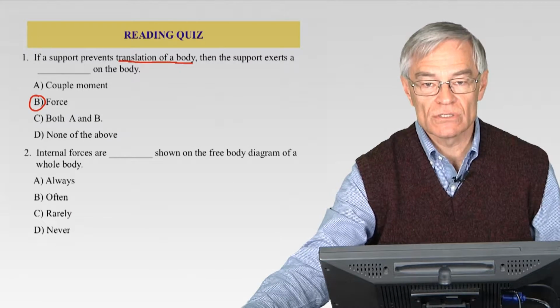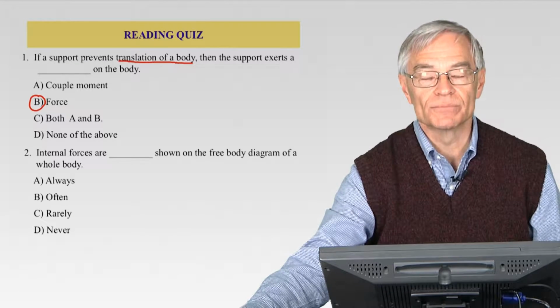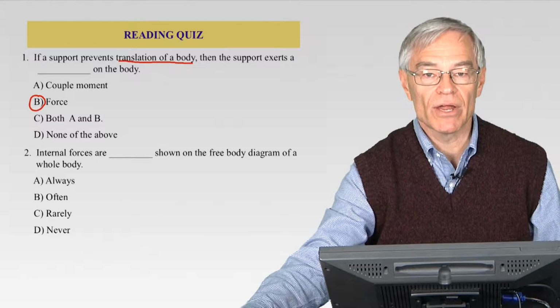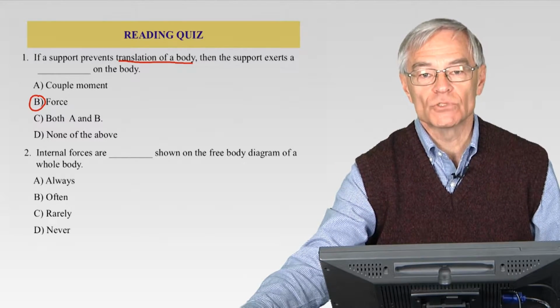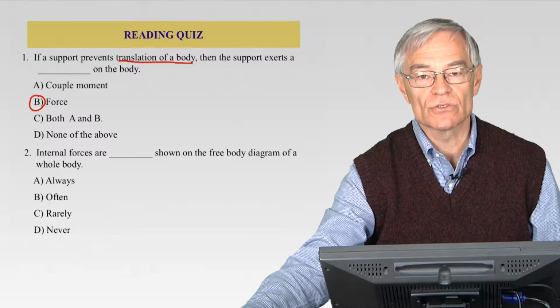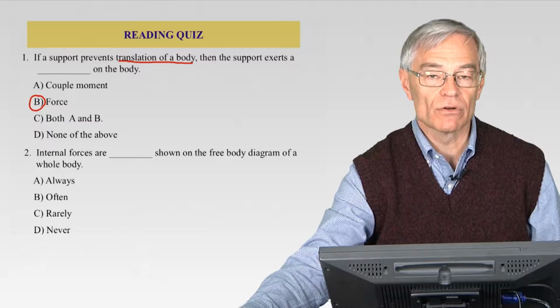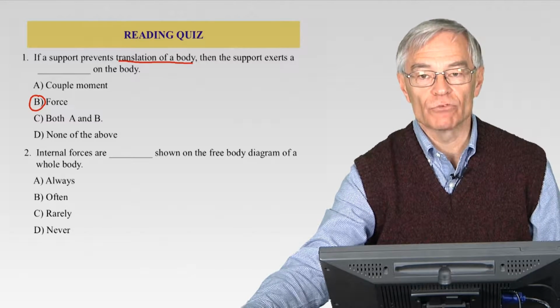Let's see what the second one is. Internal forces are blank, shown on the free body diagram of a whole body. So we're drawing a free body diagram. Is there an internal force? Do we show it? Do we not show it? Do we sometimes show it? And you can see those are your answers. Always, often, rarely, never. What happens to internal forces when we think about a free body diagram?